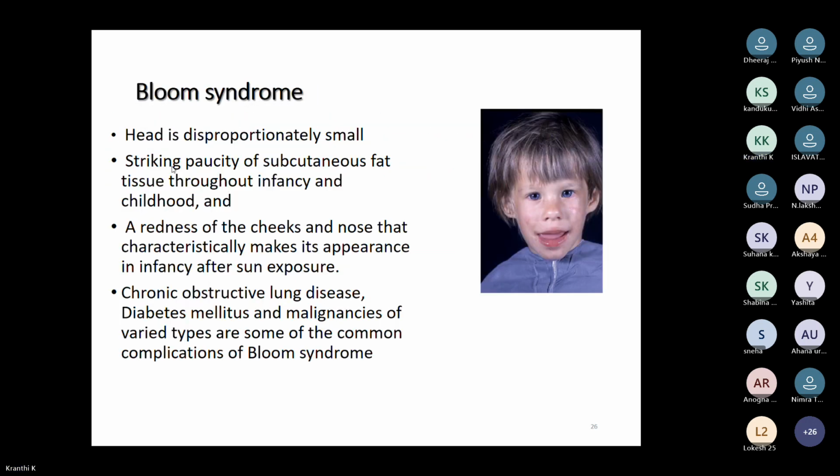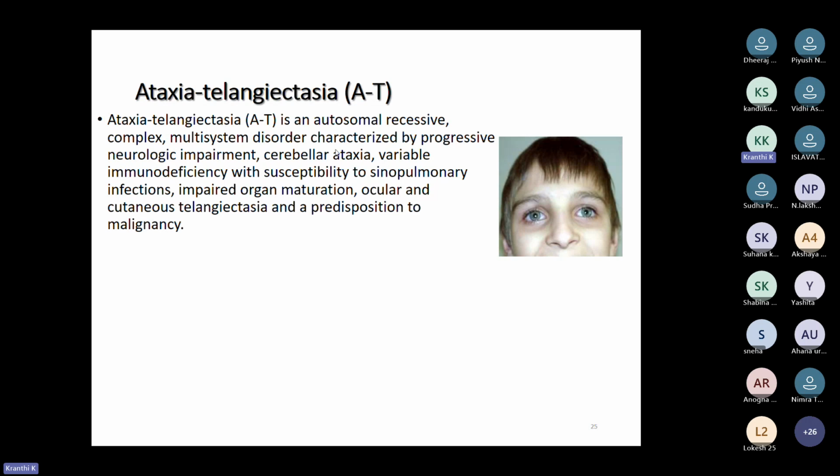Okay, let us see. The first disease, ataxia telangiectasia, AT, is an autosomal recessive complex multi-system disorder characterized by progressive neurologic impairment, cerebellar ataxia, variable immunodeficiency with susceptibility to sinopulmonary infections, impaired organ maturation, ocular and cutaneous telangiectasia, and a predisposition to malignancy. So these disorders may happen in this disease, AT.